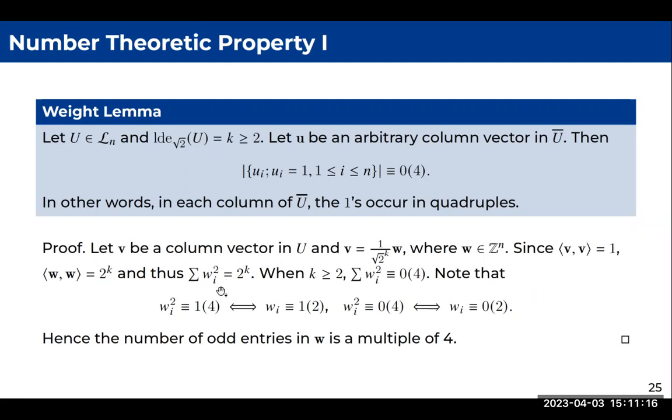This means that the sum is equal to 0 mod 4, right? But recalling number theory, if you square an even number, you'll get 0 mod 4. If you square an odd number, you'll get 1 mod 4. So in order for the sum of the squares of these components to be congruent to 0 mod 4, the ones must occur in quadruples. Otherwise, you cannot have the sum congruent to 0 mod 4. Therefore, we conclude that the number of odd entries in the column vector of a unitary element is a multiple of 4. Any questions?